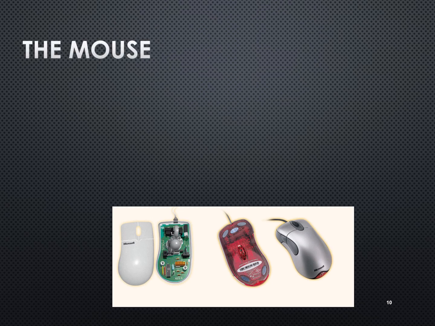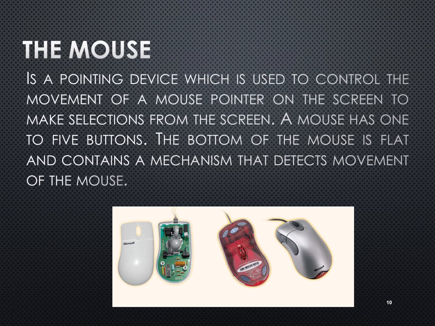Now, the mouse. Mouse is a pointing device which is used to control the movement of a mouse pointer on the screen to make selections from the screen. A mouse has 1 to 5 buttons. The bottom of the mouse is flat and contains a mechanism that detects movement of the mouse.